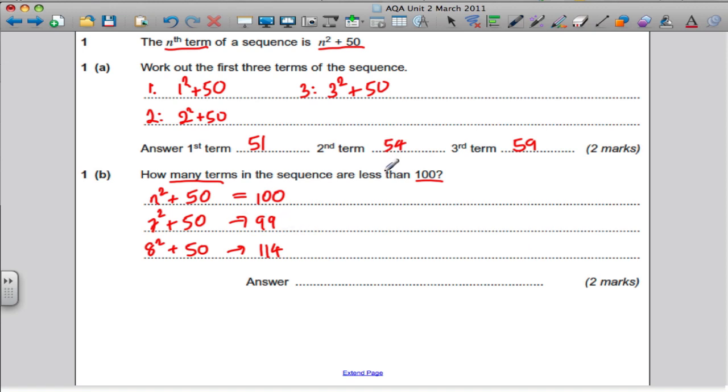Okay, so how many terms are less than 100? Well, the first is, the second, the third is, all the way up to the 7th. So in total, 7 terms are less than 100 because the 7th term is 99. Anything over the 7th term would be bigger than 100.